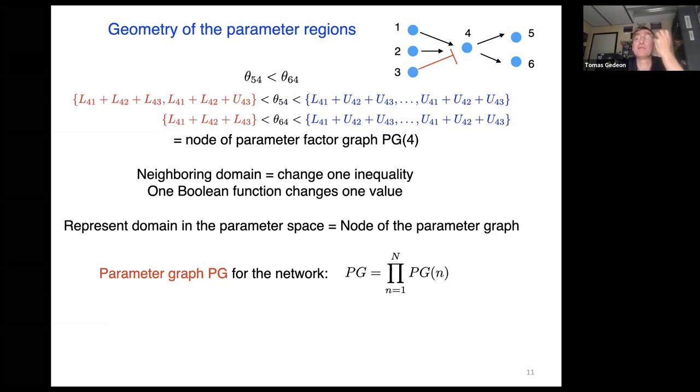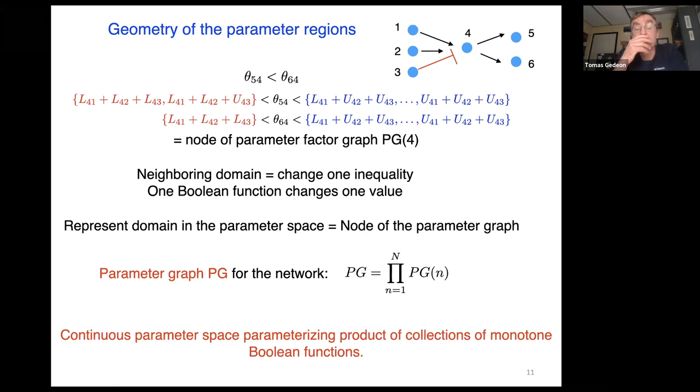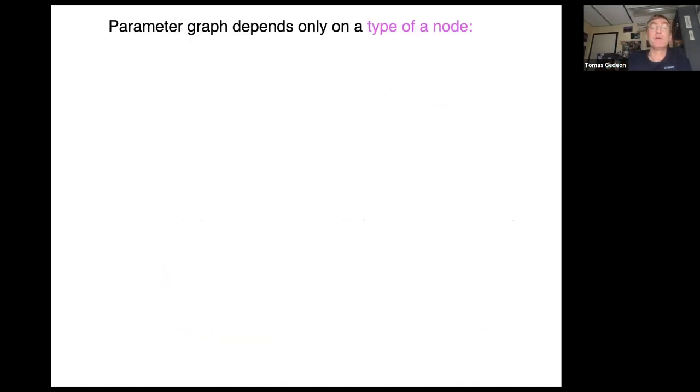Again, each node is an open domain. Two nodes have an edge between them if one inequality changes between those two collections. This is a continuous space parameterization of the collection of Boolean functions. So now I know how to do bifurcations, because it's a big space of all the possible L's and U's and thetas, but in this space, going from one domain to another means I'm changing one particular monotone Boolean function in one particular node.